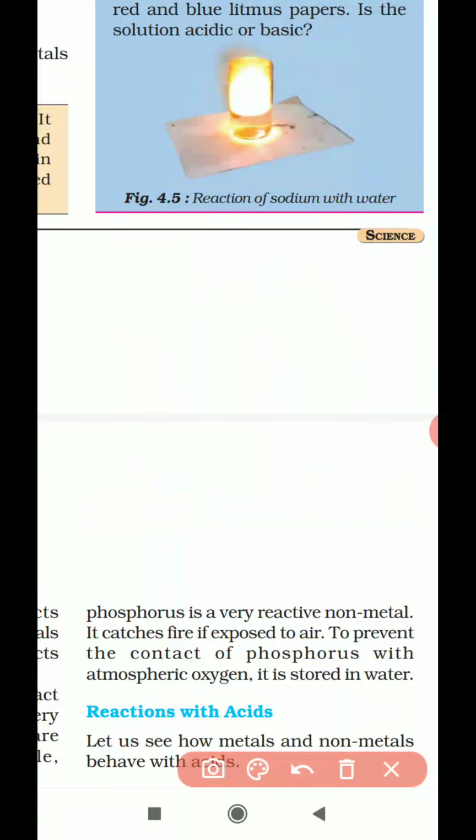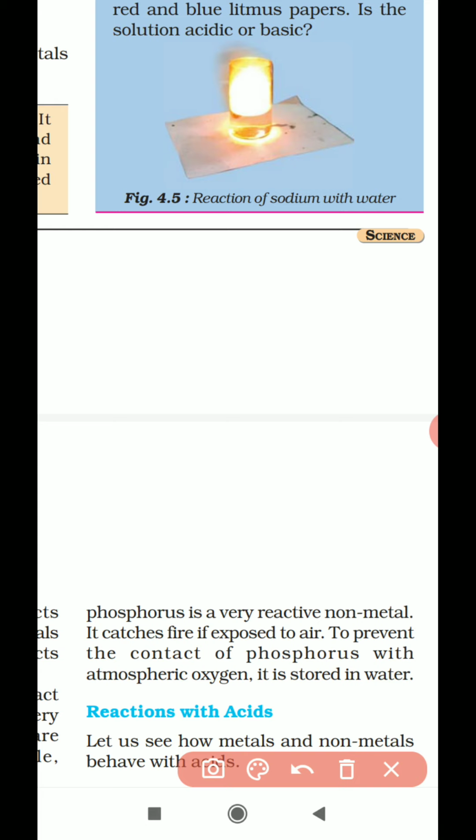Please do remember, phosphorus reacts highly with atmospheric oxygen. So I cannot keep phosphorus in the open air, because when it is kept in open air, it will react with the air and there is a possibility of catching fire. So I can place phosphorus inside water, because phosphorus is least reactive with water. As I said, non-metals do not react with water.